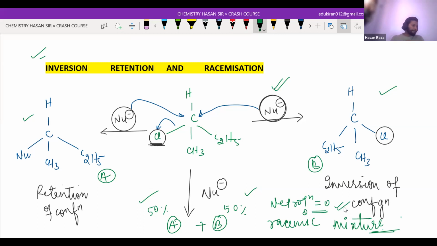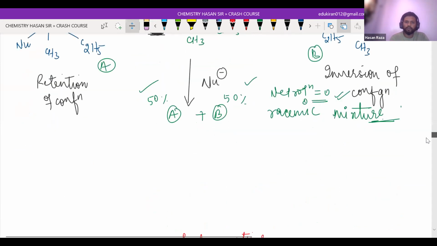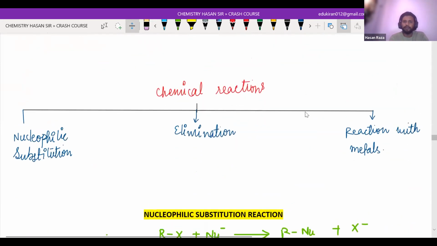Yes, sir. Sir, can you explain SN1 and SN2? Yeah, I'm coming to that. Don't worry, we have to study. Since you studied class 12 a few days or a month ago, that's why I just took that name. We will be studying SN1 and SN2. Now we are done with the physical properties, the preparation, the nomenclature and classification.